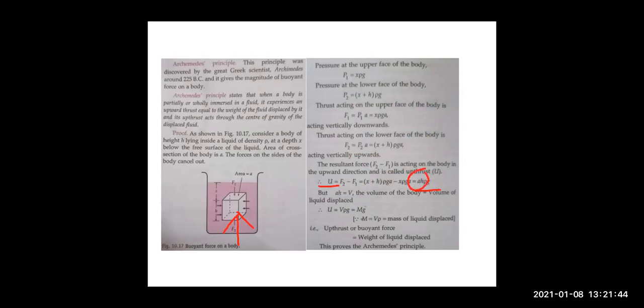Now in this, A is area, h is height. So area into height is volume, right? Volume of the body that is immersed in the liquid. But when you are inserting this body into the container, some liquid will come out. So the volume of this body will be equal to the liquid which has got displaced, which has come out. So volume of the body is equal to volume of liquid displaced. So U equals V rho g.